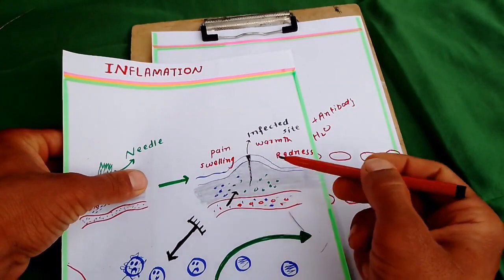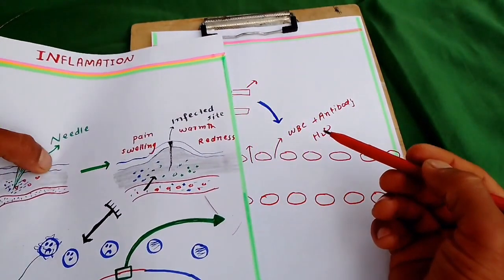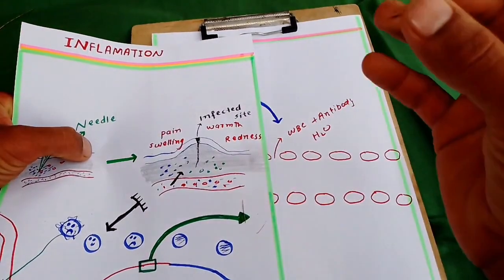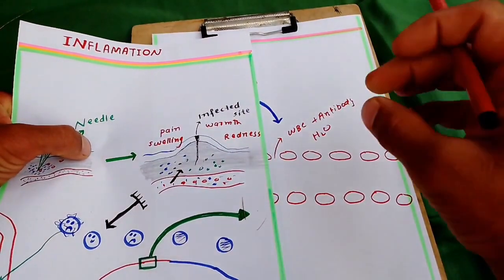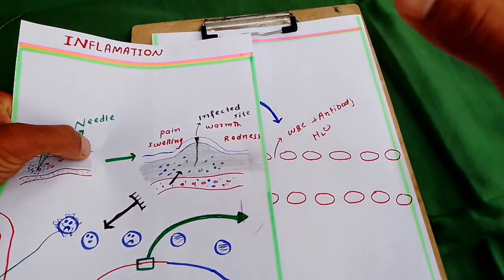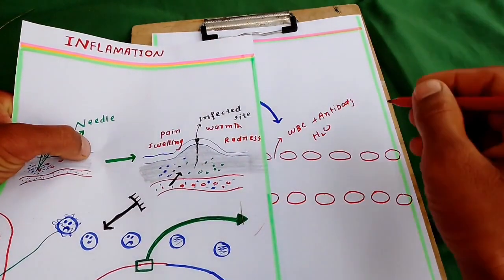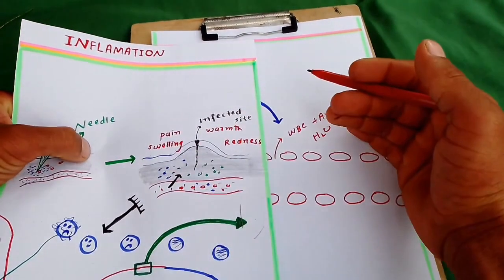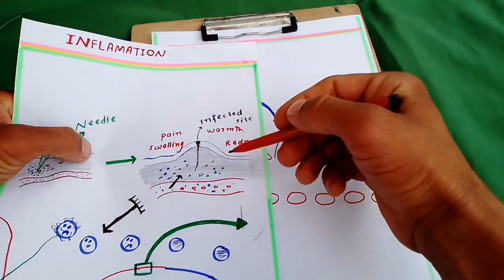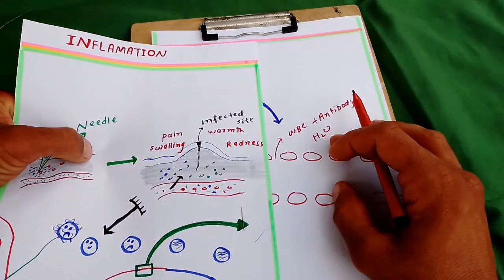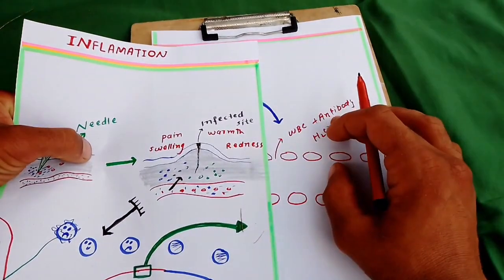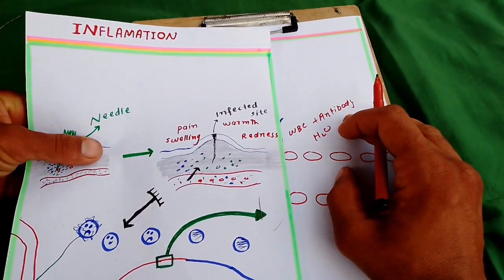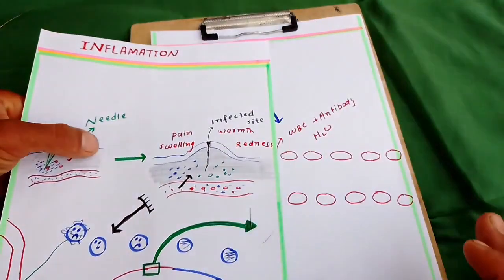The infected area swells up and pain occurs. Why does pain occur? Pain occurs because this area swells up. When this area swells up, the amount of fluid becomes more, so more blood and more fluid exert more pressure on the nerve ending. So pain occurs. This area becomes red because of more blood coming to it. This area becomes warm because blood is warm. So redness, warmth, pain, and swelling occur in the infected area.